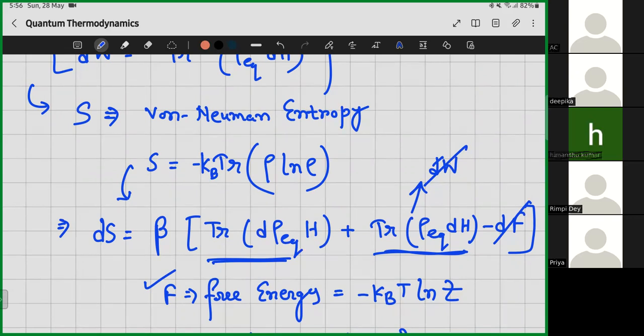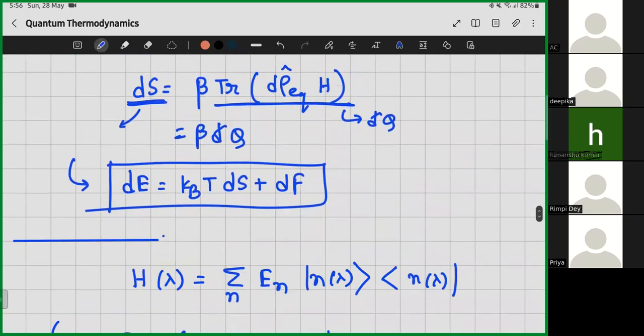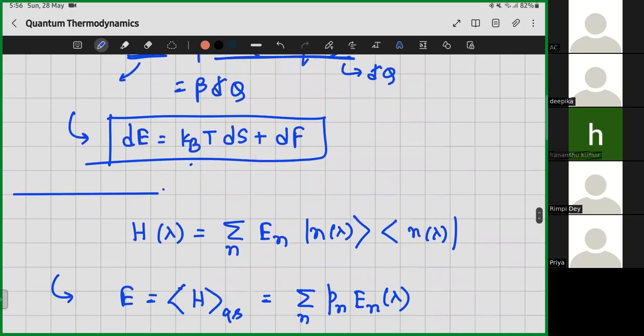Yes, because in the classical entropy definition there was kB. Here, as kB is missing, the factor kB appears there. If it is absorbed within dS, then it will be the same. Yes, right. Okay.